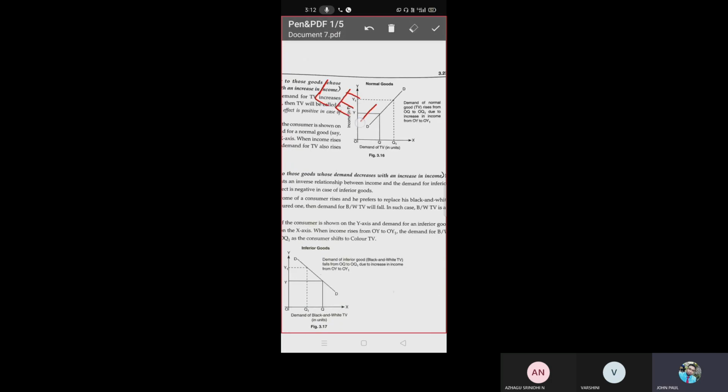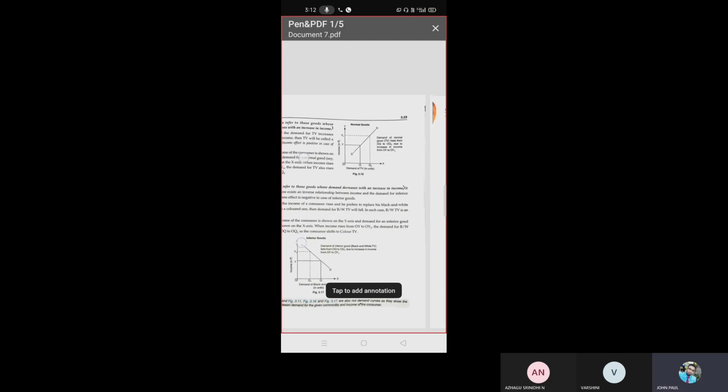Nowadays it is very famous. The LED TV is a little expensive, like a smart TV, but the normal one is cheaper. So when we have more income, we will go for LED. When we have less income, we will go for what? Normal TV. So that is what they have given.